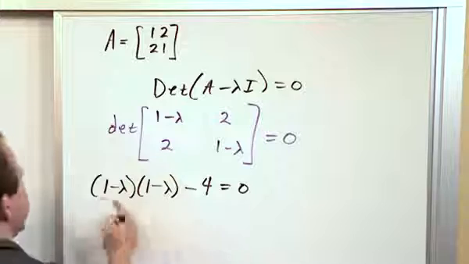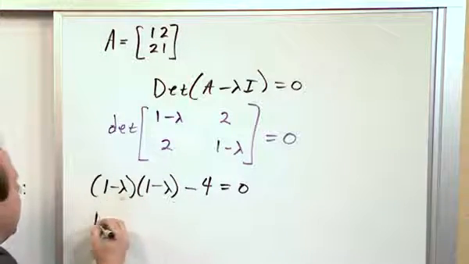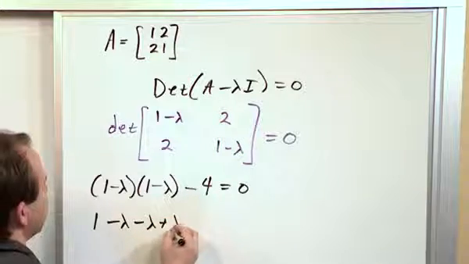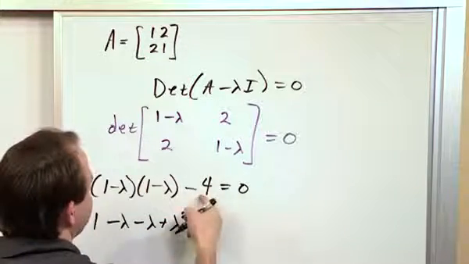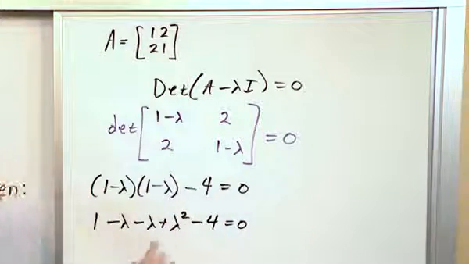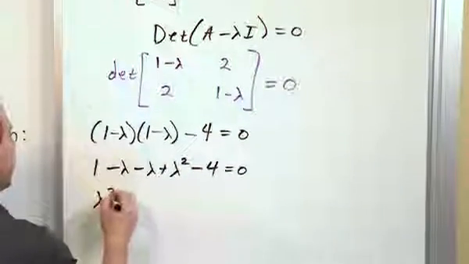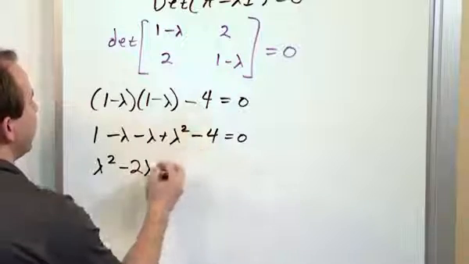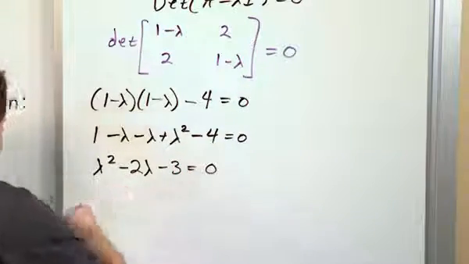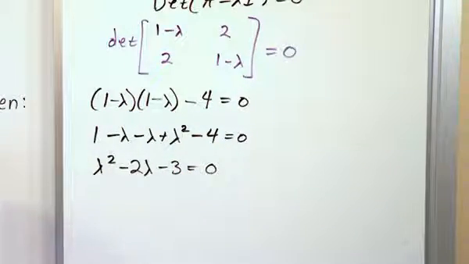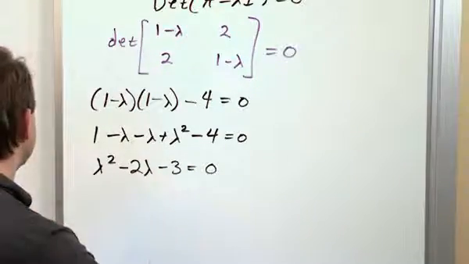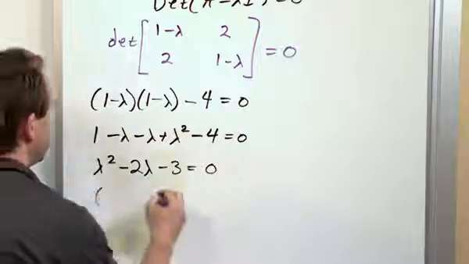So let's expand this. The first terms are going to give us 1 minus lambda minus lambda plus lambda squared, minus 4 coming from here, is 0. We'll recast everything and say lambda squared minus 2 lambda plus 1 minus 4 gives us negative 3, and that's equal to 0. Hopefully it'll factor, but even if it doesn't factor, we can always use the quadratic formula to figure out what lambda is. But let's see if it factors.